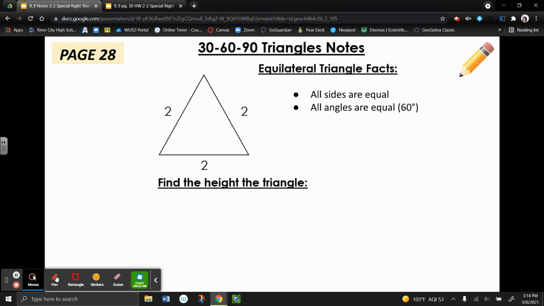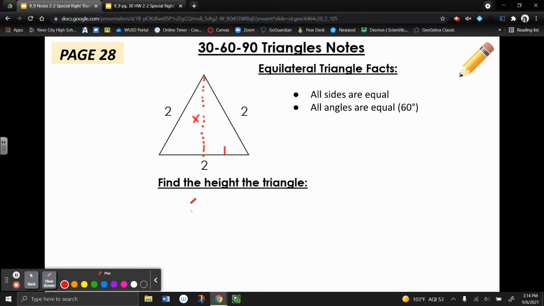Now we're going to find the height of the triangle. If I draw in the height of the triangle, something like this, here's what I know. To find the height, I basically split this equilateral triangle into two triangles. Using the triangle on the right-hand side, I split this in half, which means this side is 1, the hypotenuse is 2, and this is what I'm solving for.